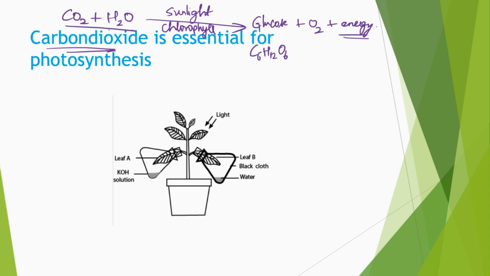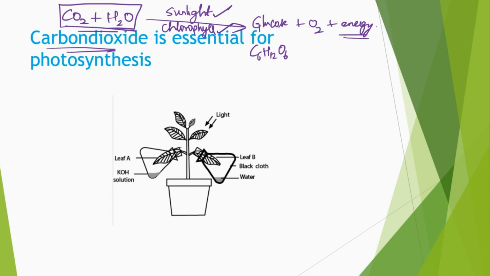So basically, carbon dioxide and water are your raw materials. We have seen an experiment to show that sunlight is necessary for photosynthesis. We have seen an experiment even for chlorophyll, without which there will be no photosynthesis taking place. Now let's see an experiment showing how carbon dioxide is essential for photosynthesis to take place.